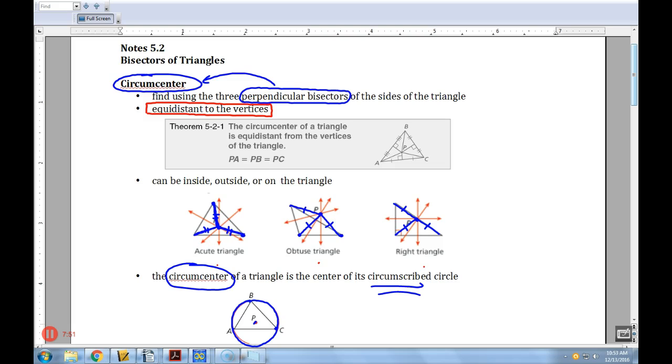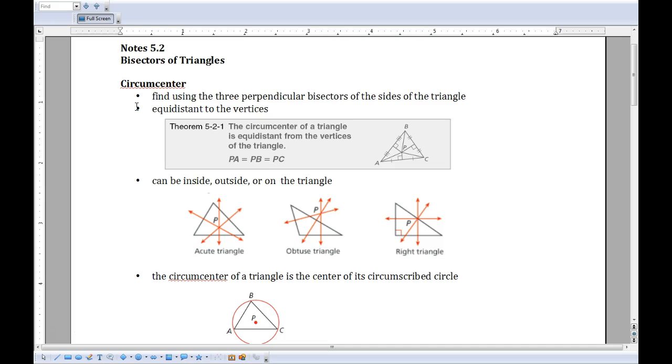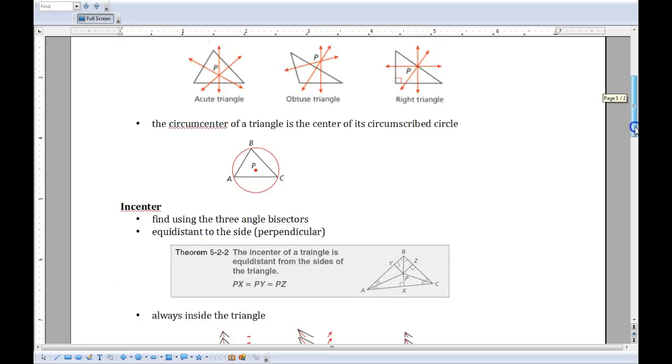So that's what the perpendicular bisectors create. If you kind of link these things together, perpendicular bisectors create a circumcenter. The circumcenter is special because it's equal distance from the corners. That's the main thing that you need to know about circumcenters.